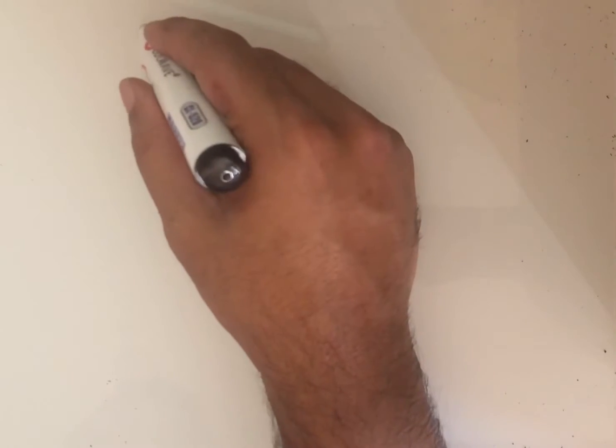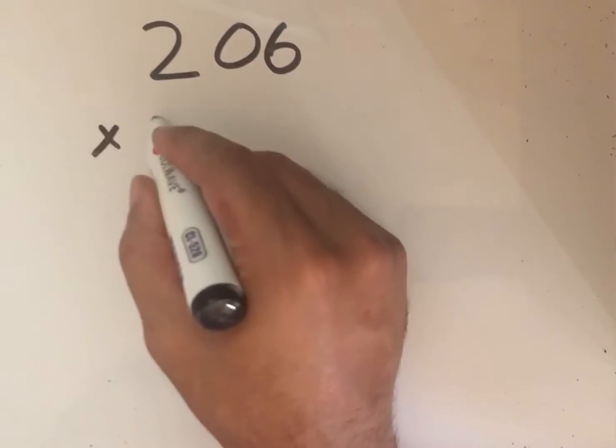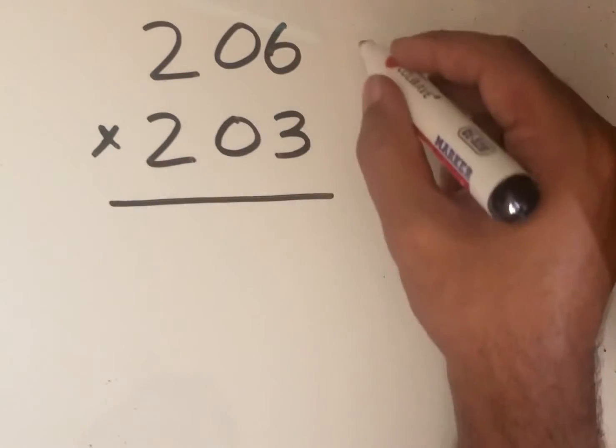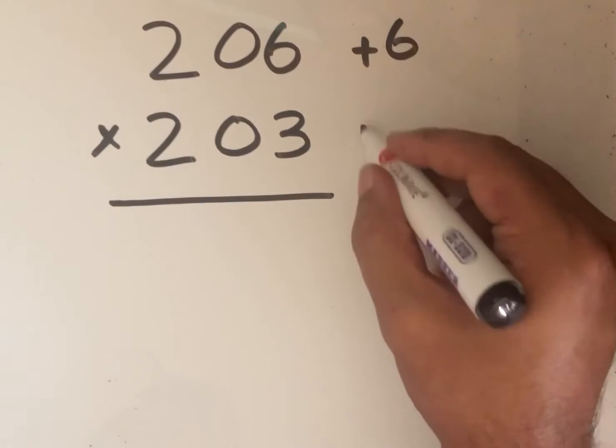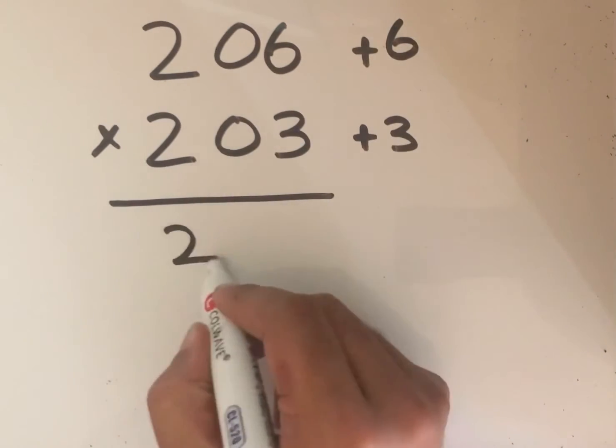Hello everybody, today we're going to work on base 200 multiplication. So our first example is going to be 206 multiplied by 203. So this is 6 above our base and this is 3 above our base. So first part of my answer involves a cross addition. I get 209.